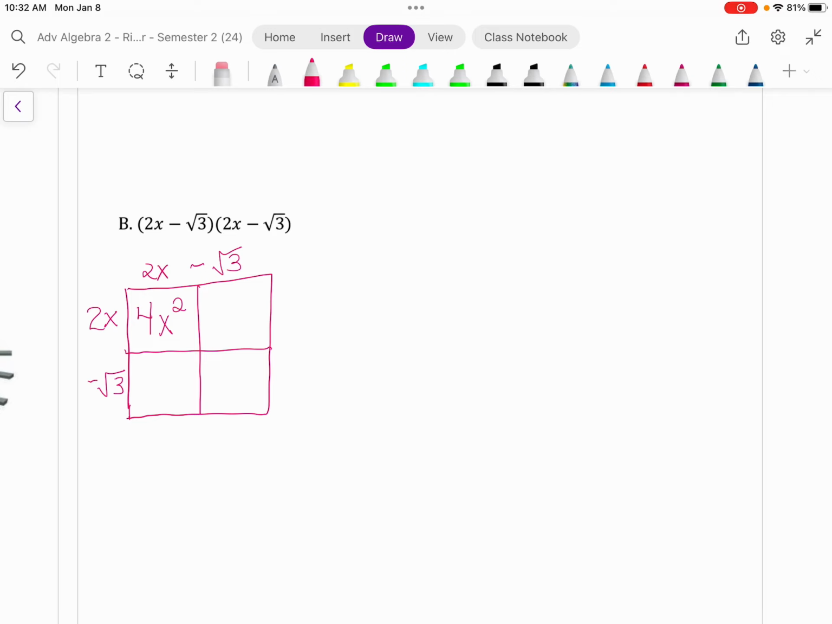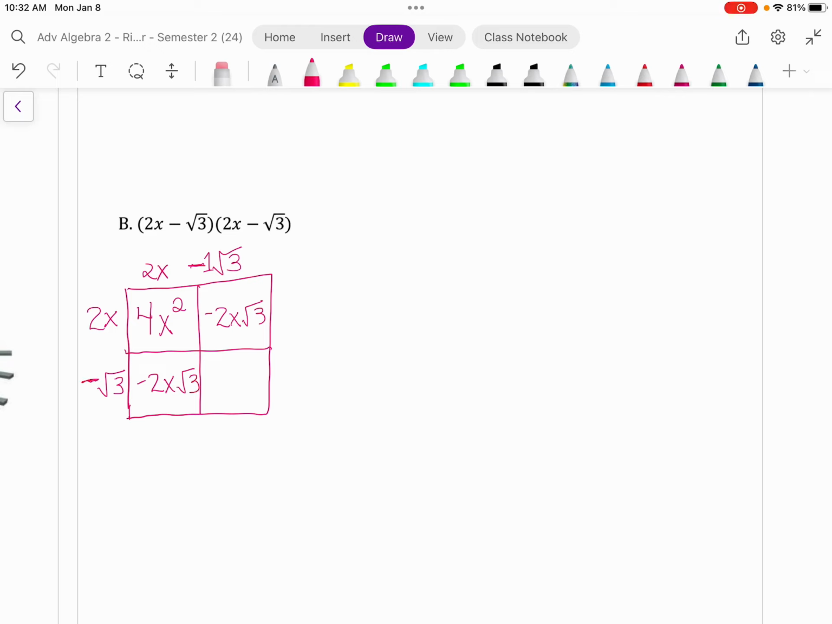2x times negative square root of 3 is negative 2x square root of 3. So treat this as a negative 1. So multiply the outsides together, and then the inside of the radical is by itself. Same thing's going to happen here. So I get negative 2x radical 3.